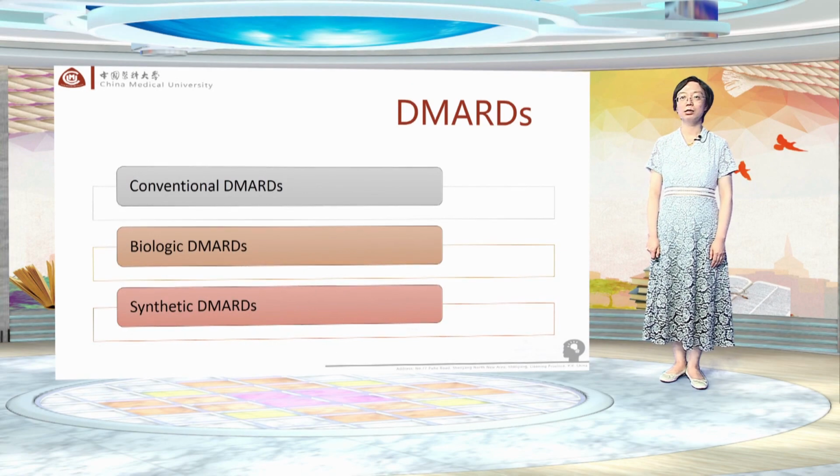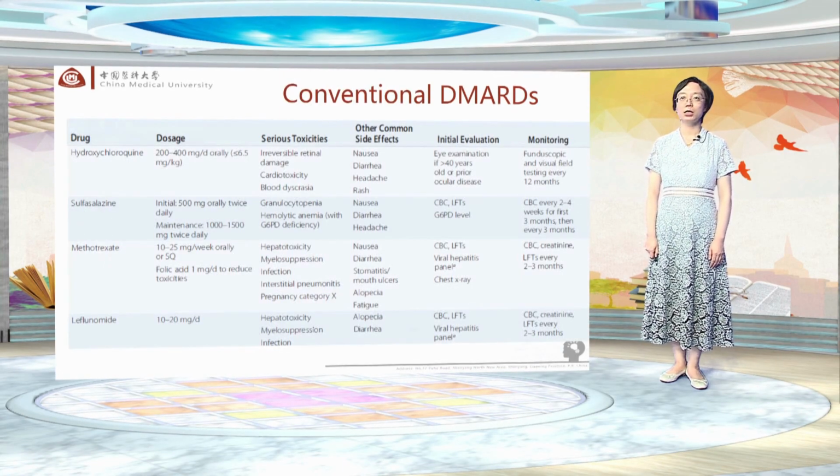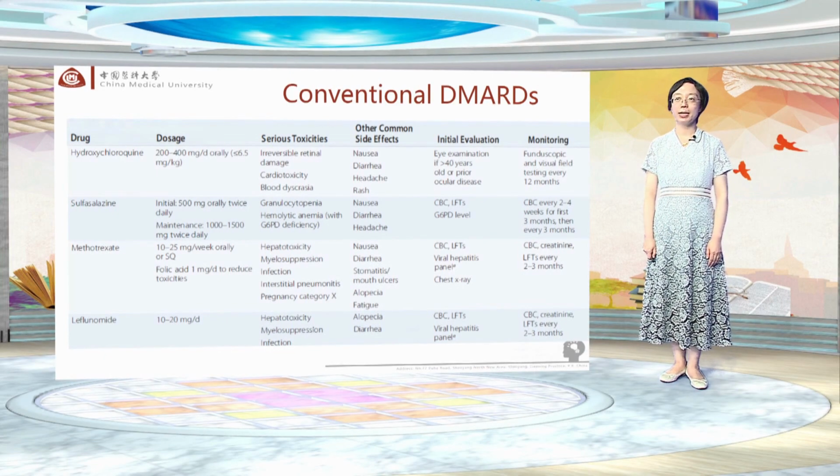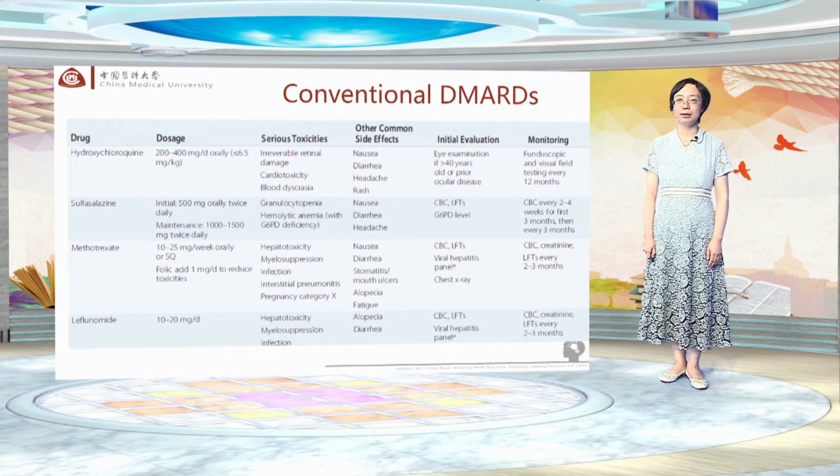DMARDs are so named because of their ability to slow or prevent structural progression of RA. They include conventional DMARDs, biologic DMARDs, and synthetic DMARDs. The conventional DMARDs include HCQ, SSZ, MTX, and leflunomide. They exhibit a delayed onset of action of approximately 6 to 12 weeks. Although similar to the other DMARDs in its slow onset of action, HCQ has not been shown to delay radiographic progression of disease. In clinical practice, it is generally used for treatment of early mild disease or as adjunctive therapy in combination with other DMARDs.